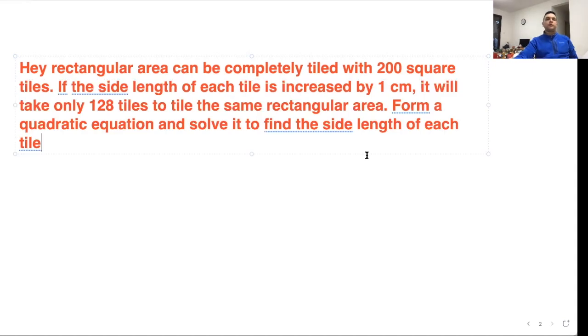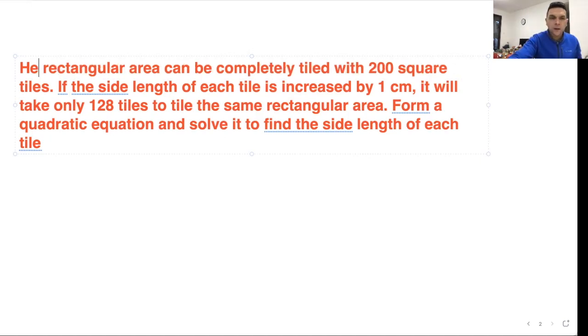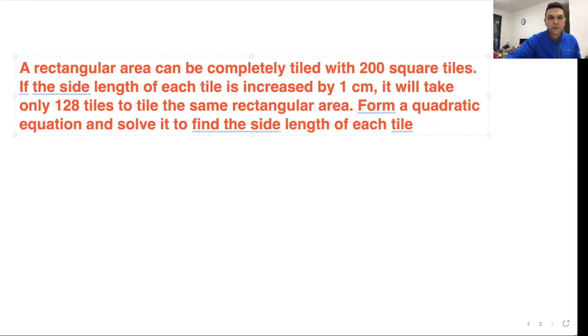Let's see if I got it all right. I got an email. A rectangular area can be built with 200 square tiles. If the side length of each tile is increased by 1 centimeter, it will take only 128 tiles to tile the same rectangular area. Form a quadratic equation and solve it to find the side length of each tile.